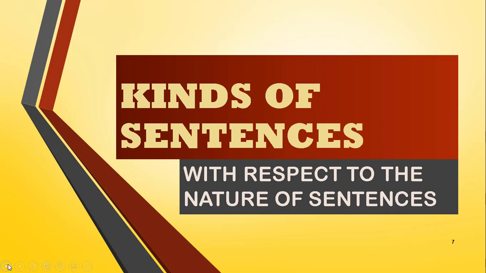Now let's talk about our mainstream topic that we are about to discuss today: kinds of sentences with respect to the nature of sentences. As I told you at the beginning, there are different kinds of sentences when it comes to English grammar. One is the simple, compound and complex sentences, which are known as kinds of sentences with respect to structure. But right now, we're talking about kinds of sentences with respect to the nature of sentences.